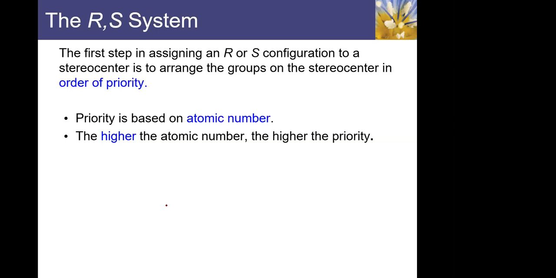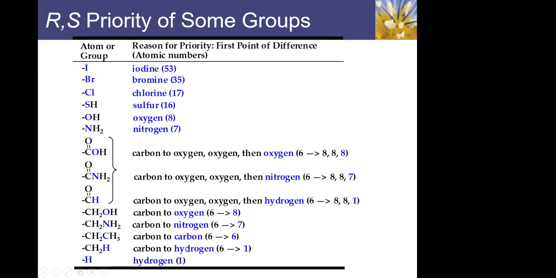The first step to assign the RS configuration is, we arrange the groups in the order of priority. What does that mean? That means we give priority to the atomic number. For example, if I have carbon, I have iodine, I have bromine, I have chlorine, and I have hydrogen attached to it. Tell me, which one will be given the priority?